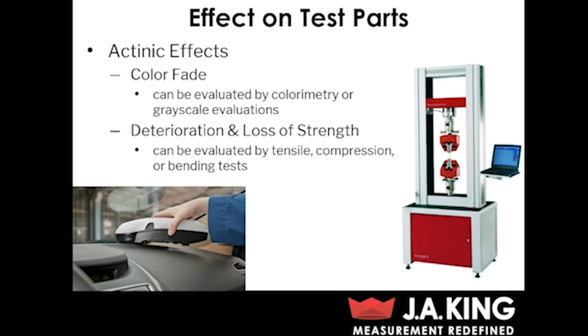And then deterioration or loss of strength. This is caused because there's actual photochemical reactions that take place during solar testing that can break down the bonds of both polymers and elastomers. And again, we want to make sure we can accurately evaluate this too. And the way we do that is by material testing, such as tensile testing, compression, bending, or flexural modulus testing.